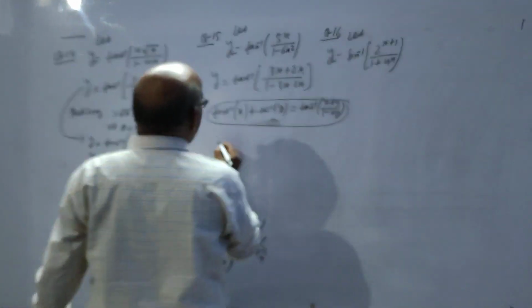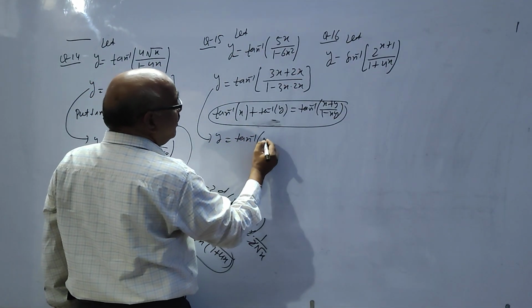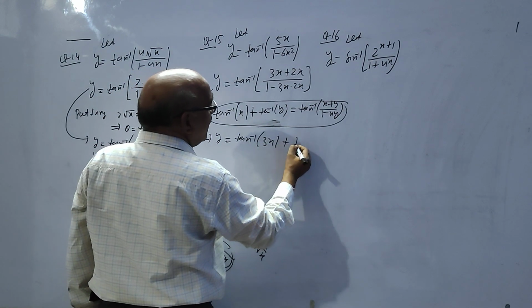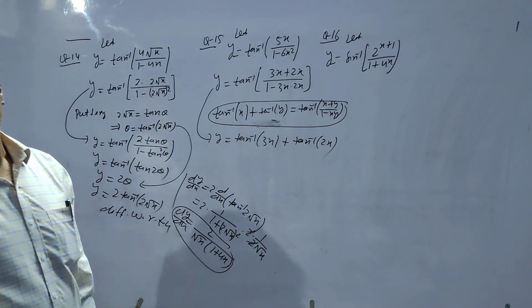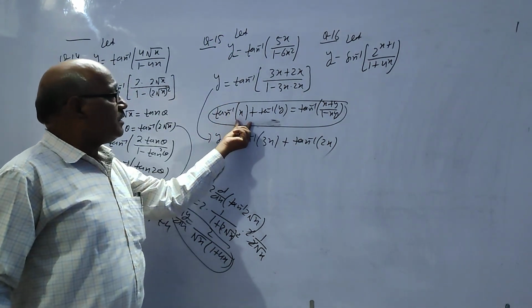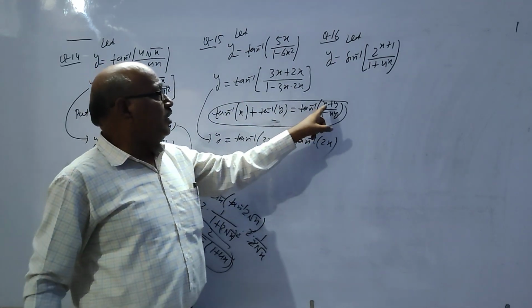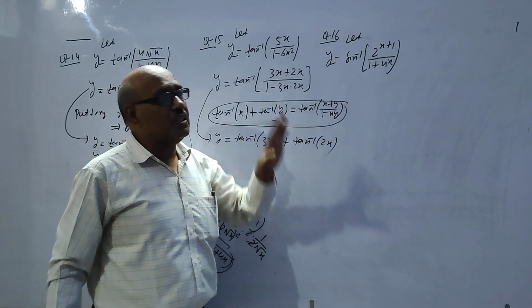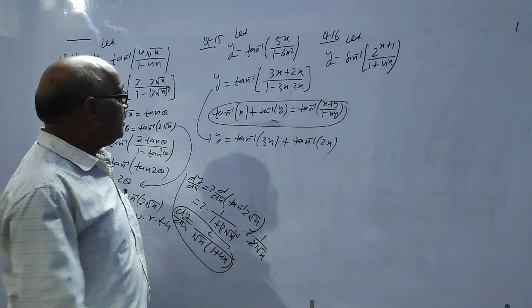Now from here, y is equal to tan inverse 3x plus tan inverse 2x. In place of x it is 3x, in place of y it is 2x. Apply tan inverse 3x plus 2x upon 1 minus 3x into 2x. The same result you are getting, so you can express this one like this.